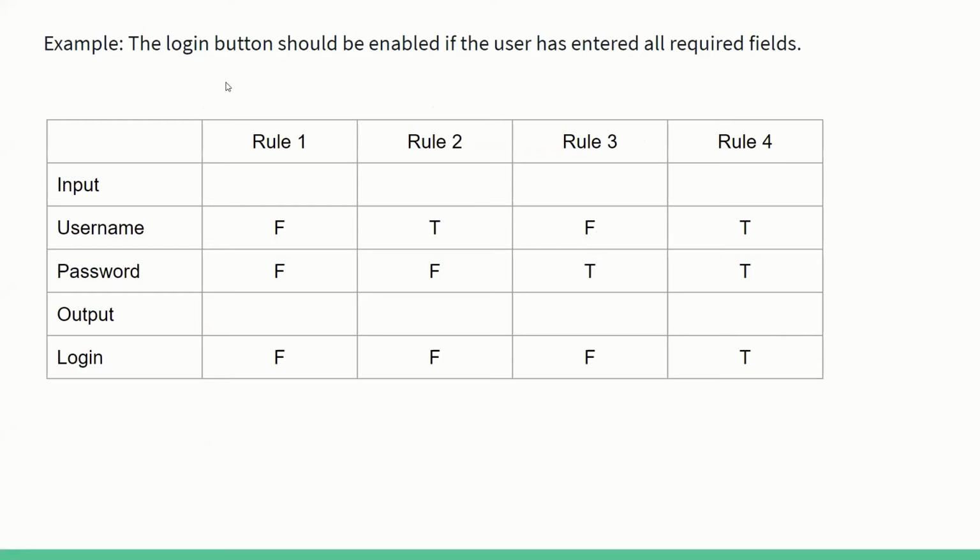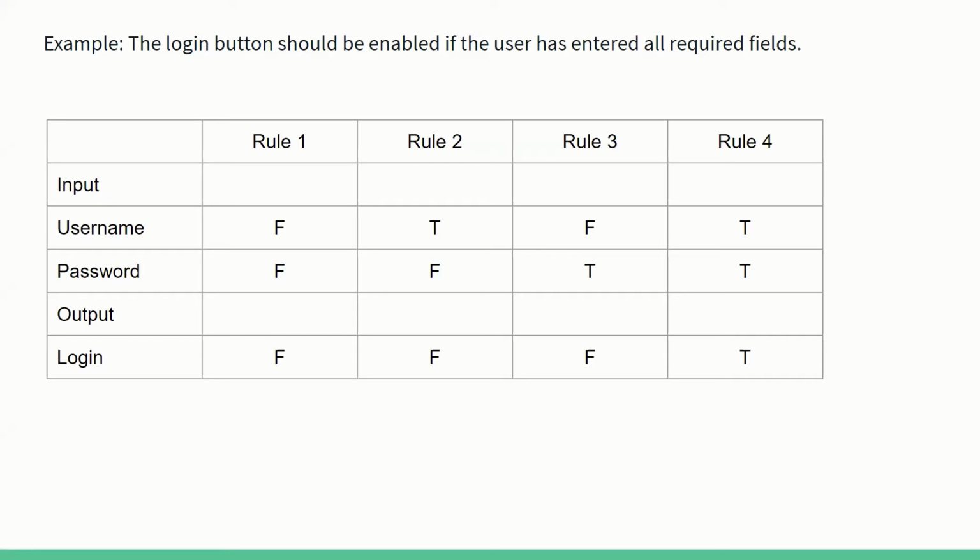We can take this example. Consider that the login button should be enabled after we enter the required fields. Here, as inputs, we have username and password. For the output, we have the login. Based on these username and password fields, we have 4 rules for this decision table.